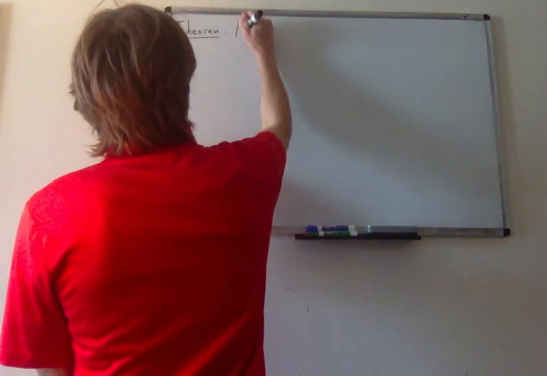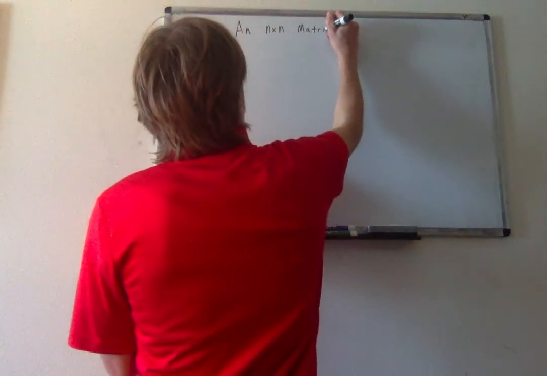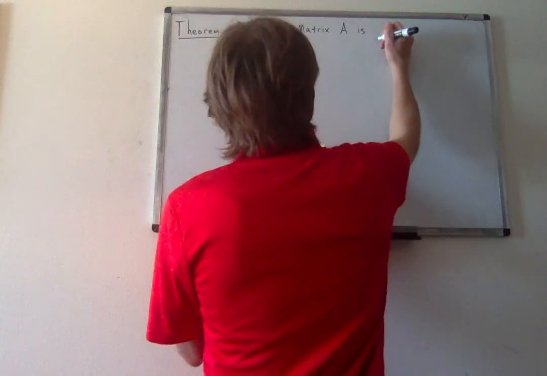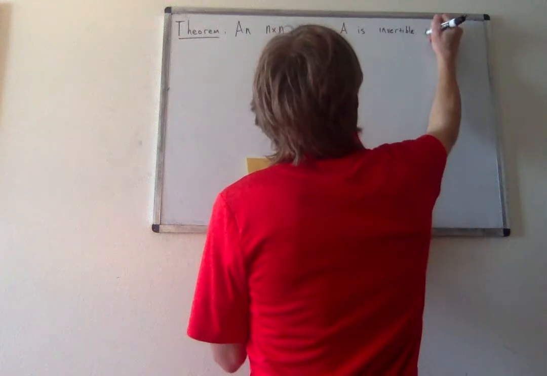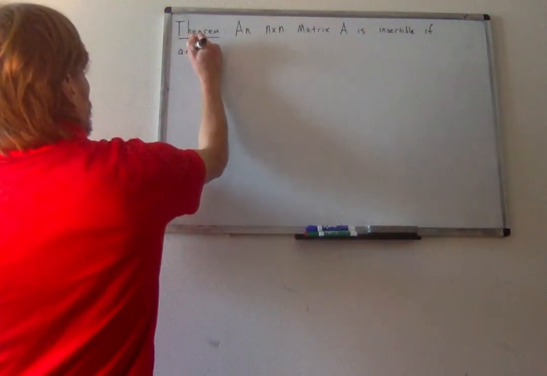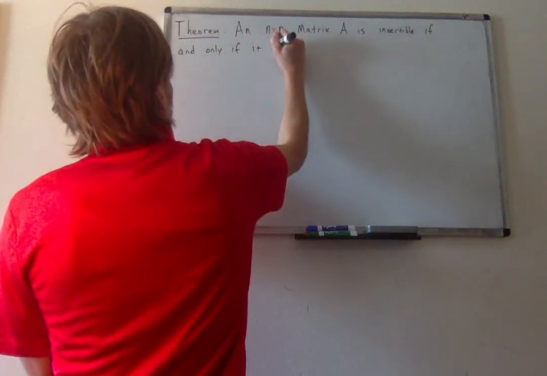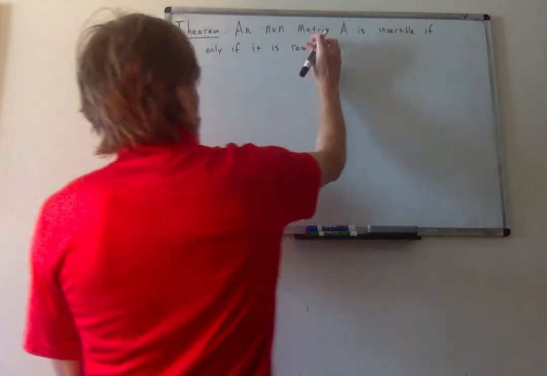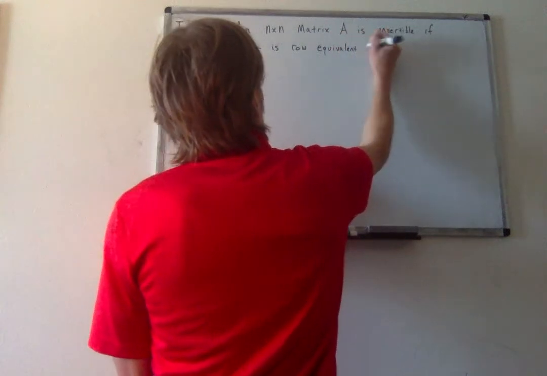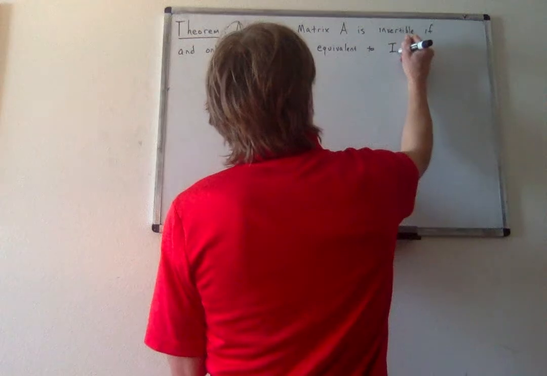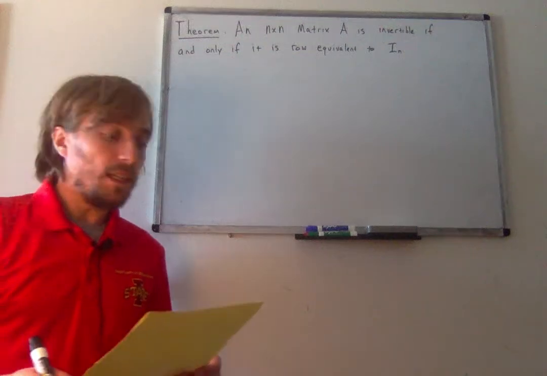an n by n matrix A is invertible if and only if it is row equivalent. Remember, row equivalent means it can be row reduced to the identity matrix I sub n. So a matrix is invertible exactly when we can row reduce that matrix to the identity.